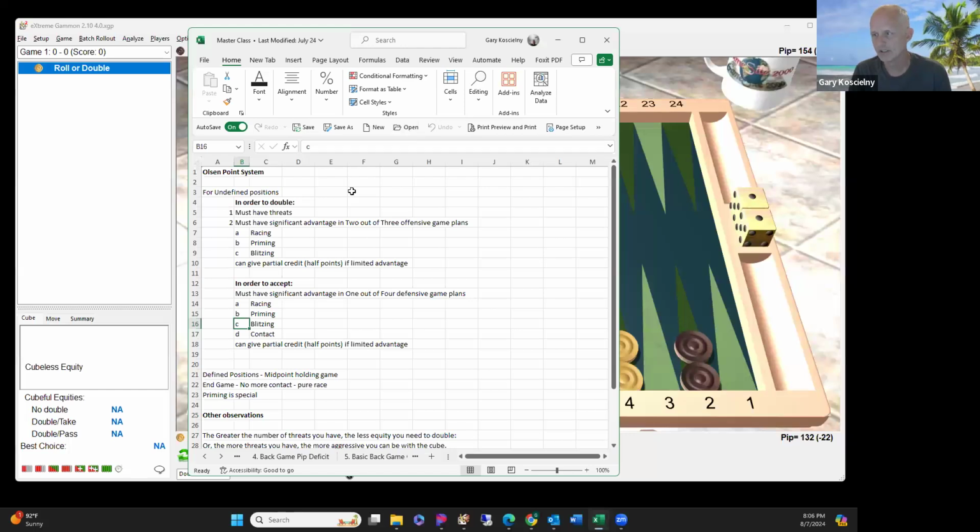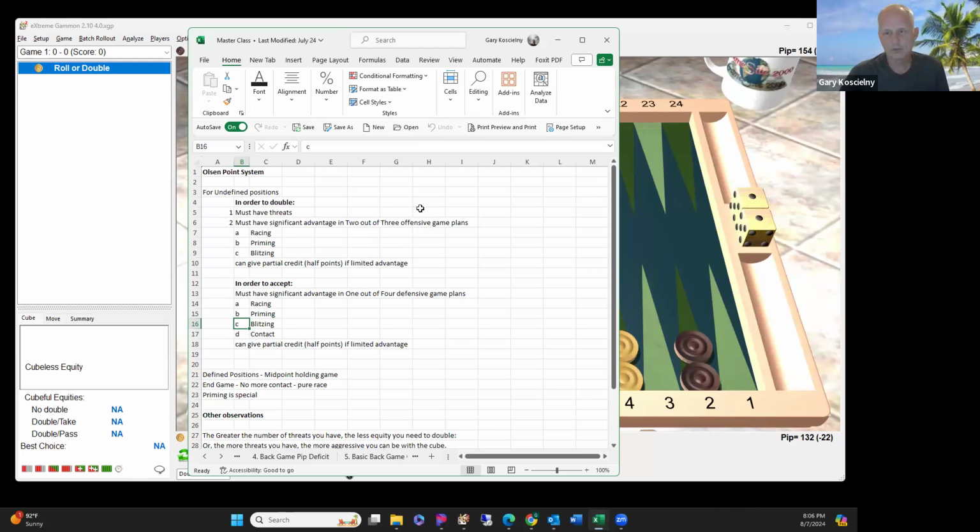And we'll talk today about priming. He sort of views priming games as kind of defined and not subject to this. So these don't work with pure priming games, in his position. So the basic idea is you have to have threats in order to double. And if you don't have threats, then you don't really have anything to double on. And so first of all, you must have threats.